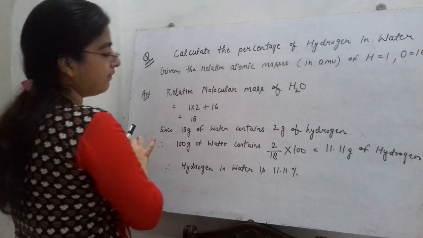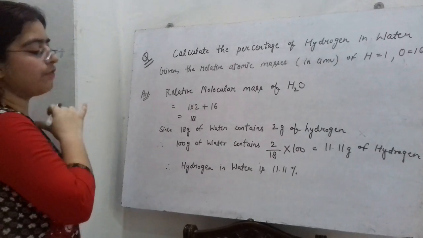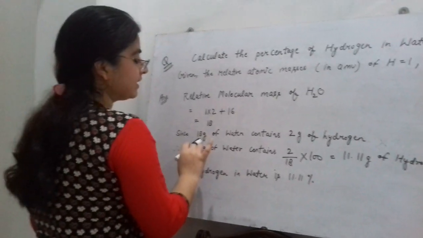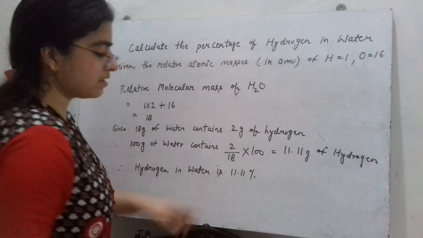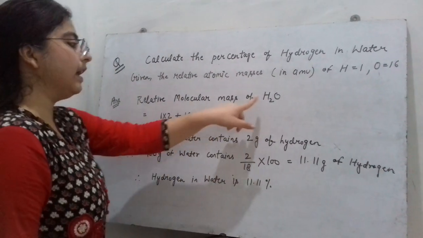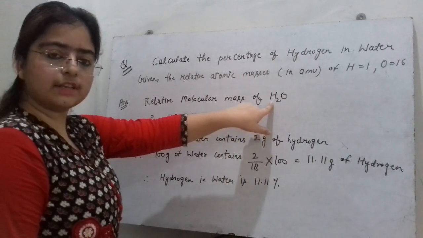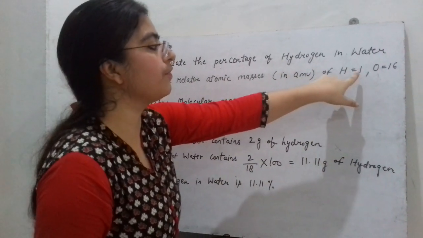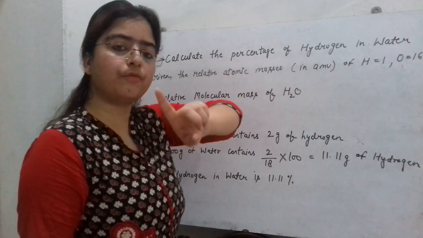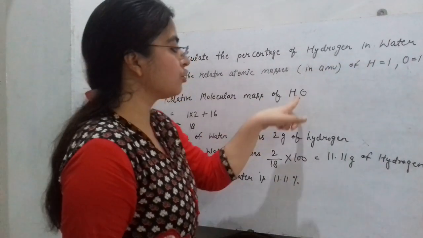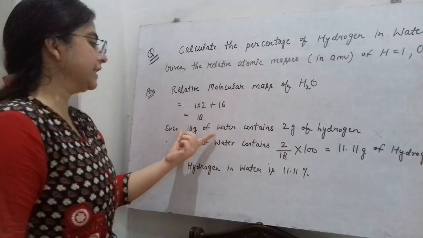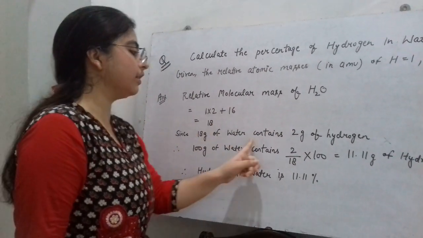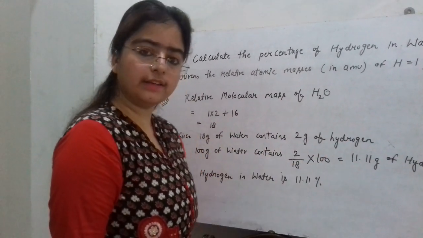Now you can see we have to calculate the percentage of hydrogen. Since 18 gram of water contains 2 gram of hydrogen, how did this 2 come? Here 2 atoms of hydrogen were there and the atomic mass of hydrogen atom, meaning the mass of 1 atom of hydrogen, is 1. So the mass of 2 atoms of hydrogen will be 2. So we can say that in 18 gram of water, 2 gram of hydrogen is there.